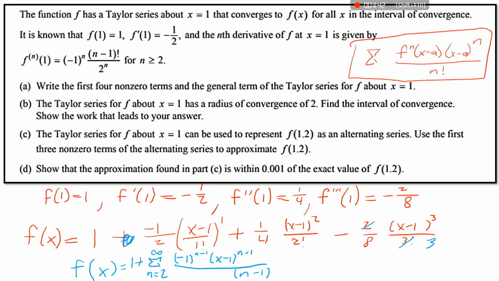So everything else still works, right? And this will be negative 1 raised to the first power, which is negative 1, x minus 1 to the first power, and n minus 1. Okay, and that should work. Then we can keep going. You saw a pattern here just a second ago. 2, 4, 8. What's that pattern? 4, 8 is 2 to the n power.